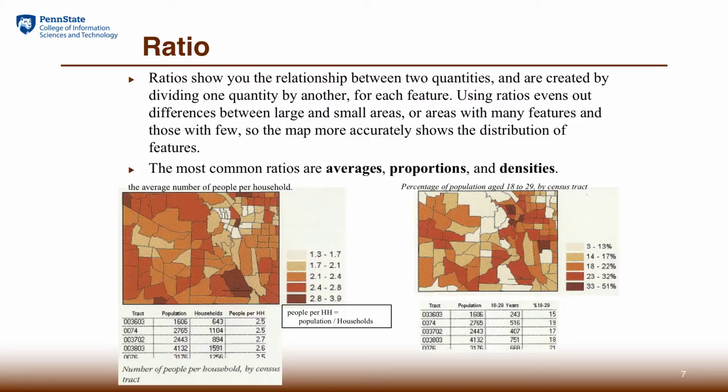The map on the right shows an example of using a proportion as a way to show the data. Here we have the population total, but we also have the population broken up by age. If we want to find out what percentage of the population is within the age of 18 to 29, we can easily create a percentage value by dividing the age group population by the total population. And that will give us a clear idea of the proportion of that age group in the overall population.